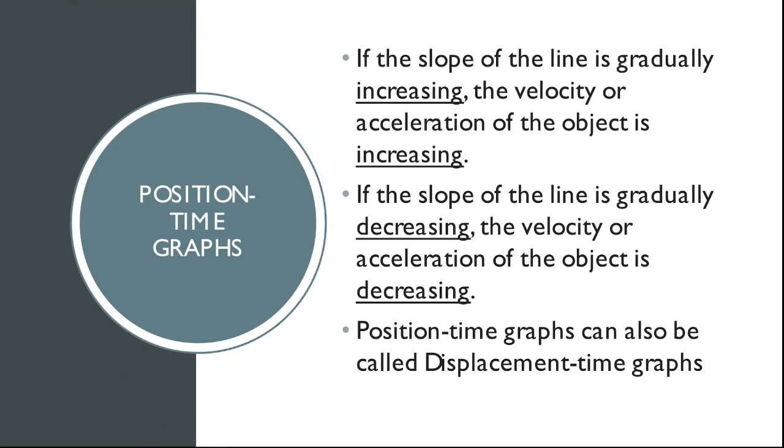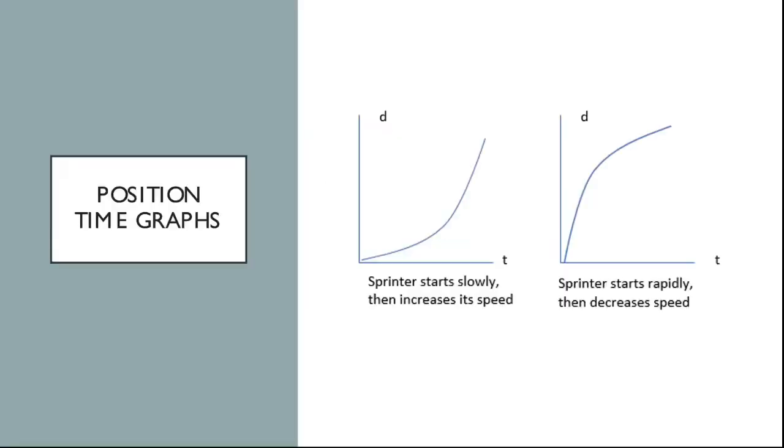Just a note, position time graphs can also be called displacement time graphs. It could be either, so don't get confused if sometimes I call it a displacement time graph and sometimes I call it a position time graph. We know both position and displacement mean that we care about direction. So therefore, we know that those are the ones that will give us velocity and acceleration. Okay, so just a little note there.